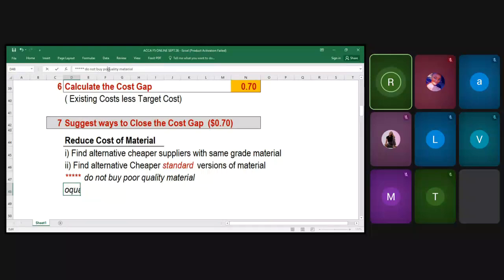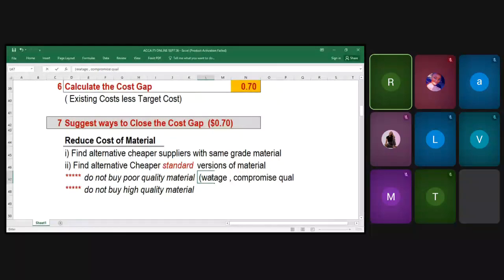So again, do not buy poor quality material. Why is it that we don't buy poor quality material? Wastage, yeah, compromise quality, right?